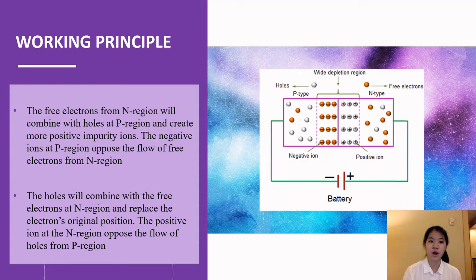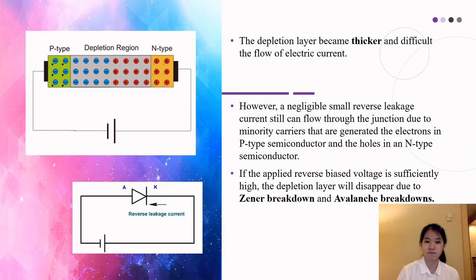The free electrons from the N region will combine with the holes at the P region and create more negative impurity ions. The negative ions at the P region will oppose the flow of the free electrons from the N region. The holes will combine with the free electrons at the N region and replace the electrons' original position. The positive ions at the N region will oppose the flow of the holes from the P region, so that the depletion layer will become thicker and make the flow of electric current difficult.